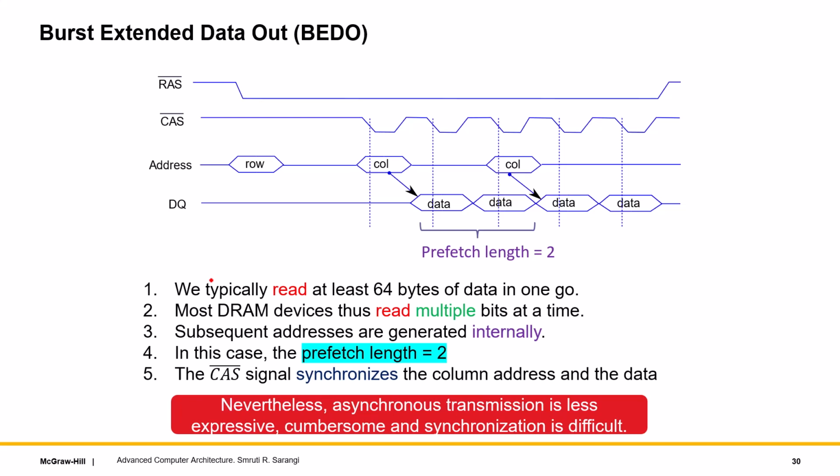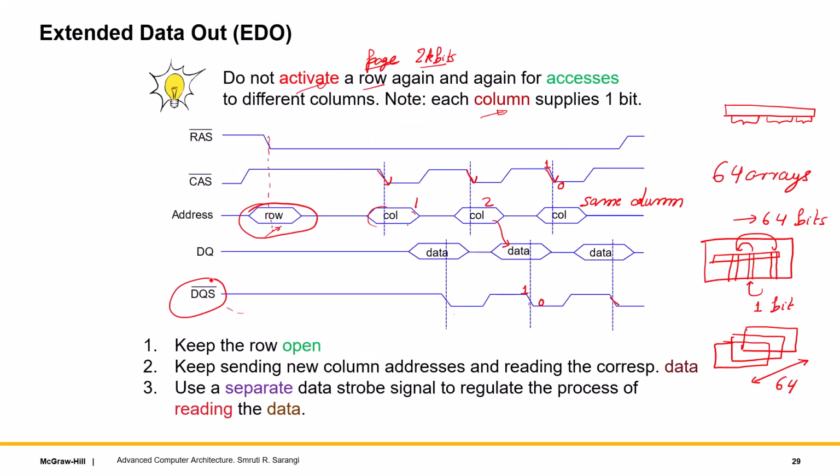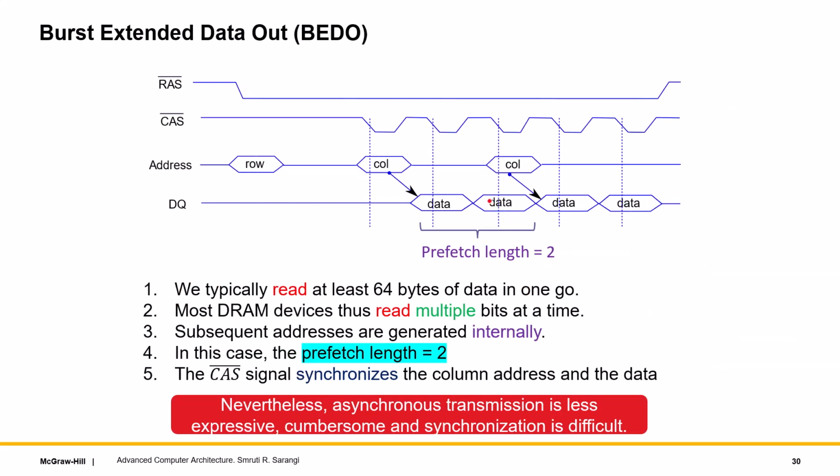Then we have burst extended data out, called BEDO. In this case, note that there are still some periods of inactivity here, which is idleness, something that we don't like. So just remember this diagram and quickly move to this diagram. Kindly note that periods of inactivity are relatively much lower. And also in this case, we don't have a data strobe signal. We have not had the requirement for that.